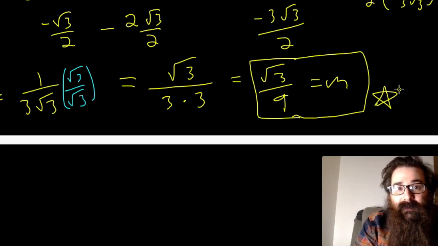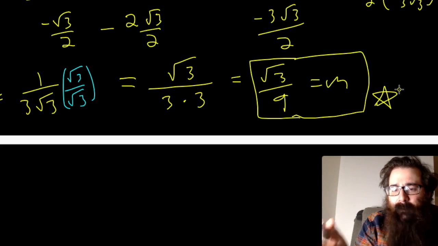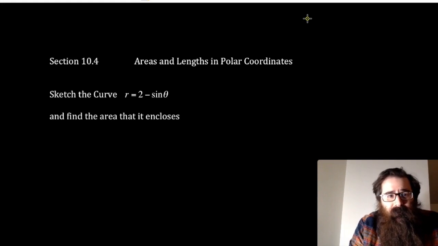All right, we're going to go ahead and take a look at 10.4 next, but that's it for 10.3. We're going to talk about graphing these polar curves, and we're going to talk about area with them as well. All right, we're here to take a look at section 10.4 now. We're talking about areas and lengths in polar coordinates.